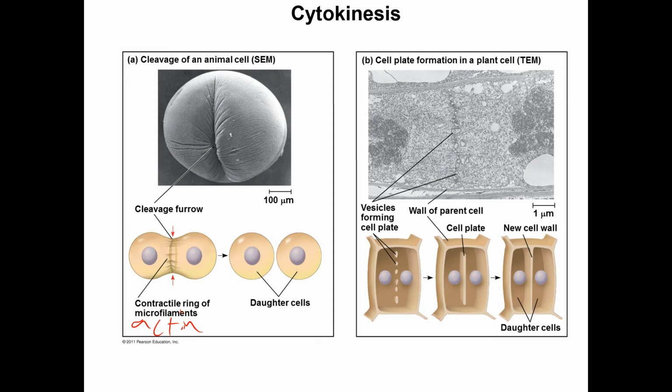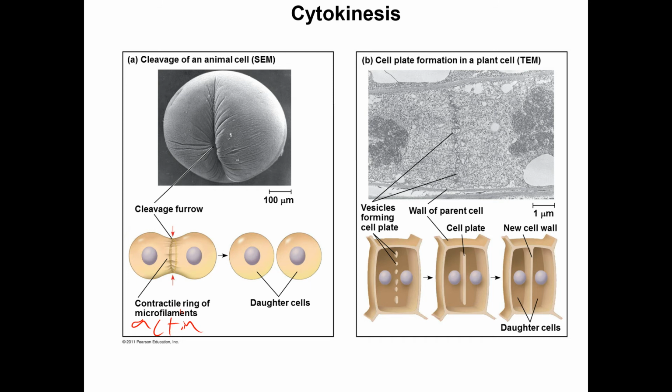Alright, so here you have this physical separation of two animal cells at the end of this process of cytokinesis. Two independent cells. Your plant cells, on the other hand, have no contractile ring.